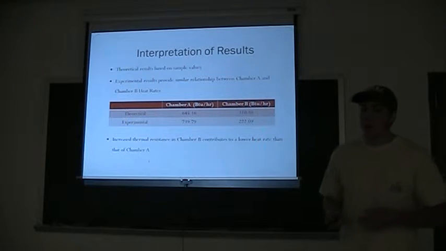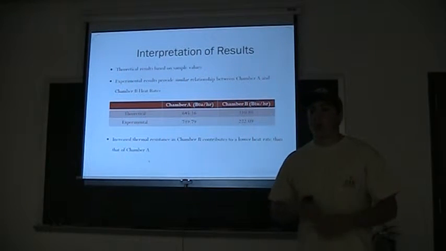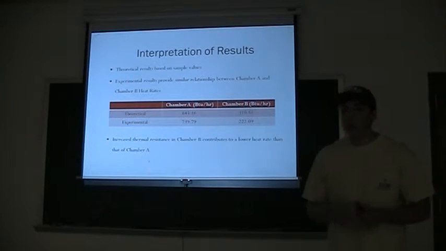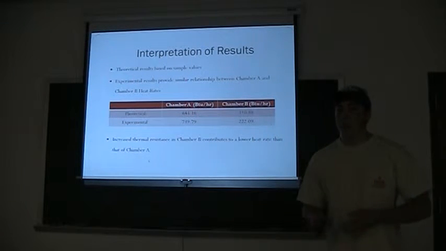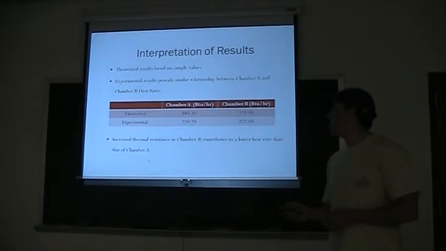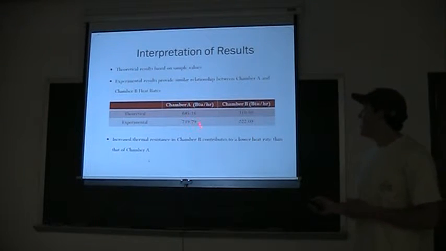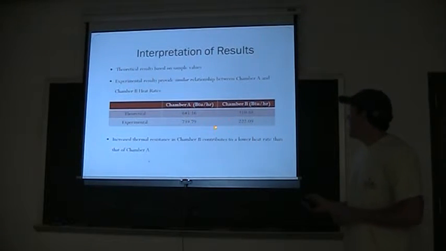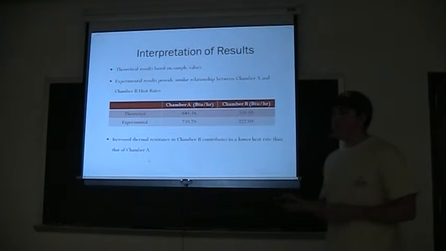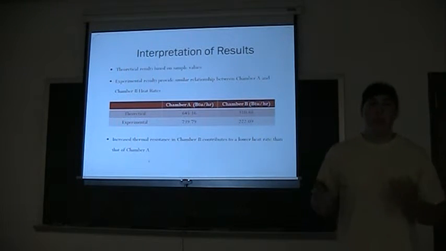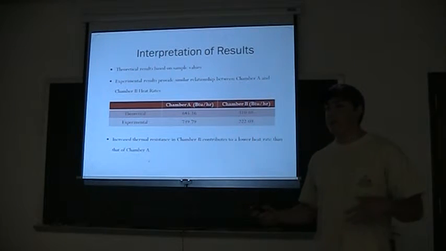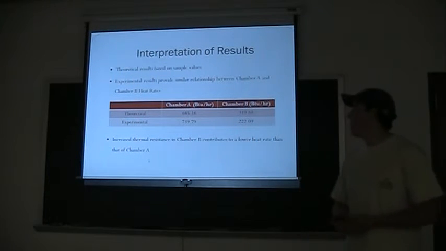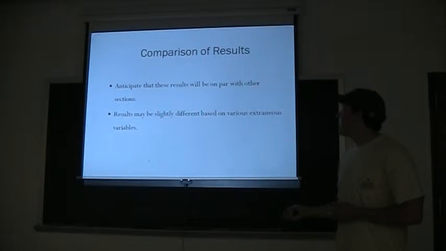The theoretical results were based on sample values, so they weren't exactly going to jibe with the exact values that we were getting. The experimental results provided the same relationship. Basically, chamber A is going to have a higher heat rate than chamber B, and that's mainly attributed to the increased thermal resistance in chamber B.